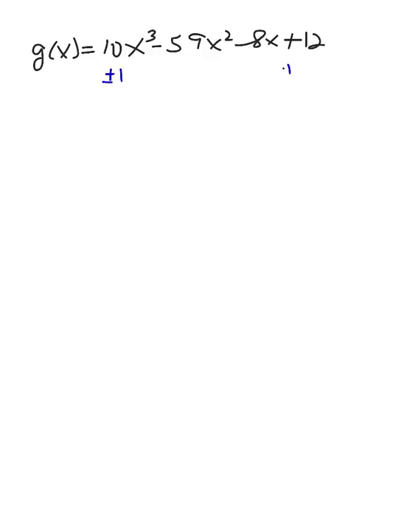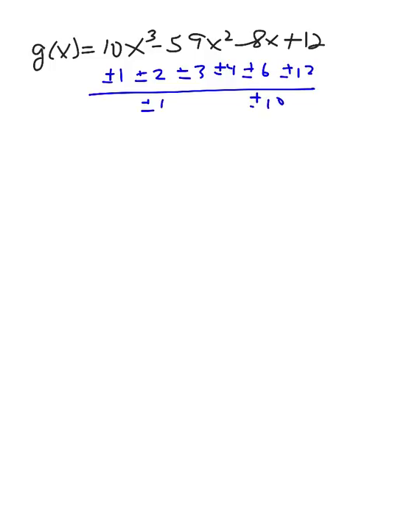All right, so 5b is g of x equals 10x to the third minus 59x squared minus 8x plus 12. Okay, so I'm looking for my rational zeros. The constant is 12, so it's plus minus 1, plus minus 12, plus minus 2, plus minus 6, plus minus 3, and plus minus 4, over what gives me 10: plus minus 1, plus minus 10, plus minus 2, and plus minus 5.